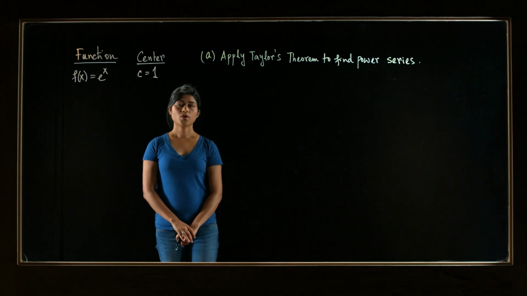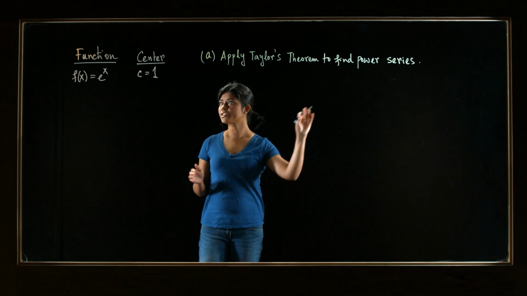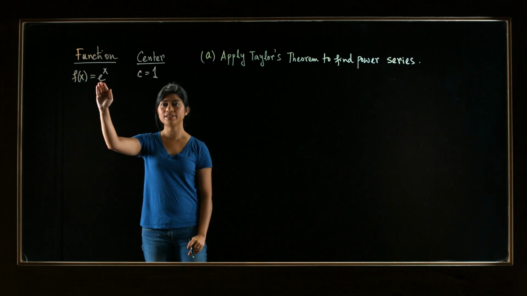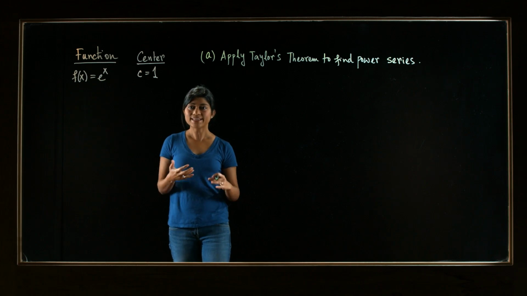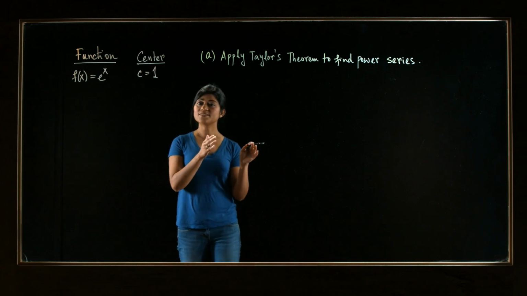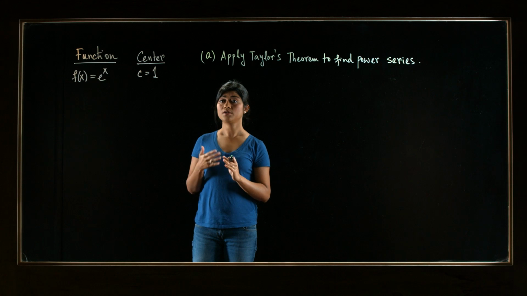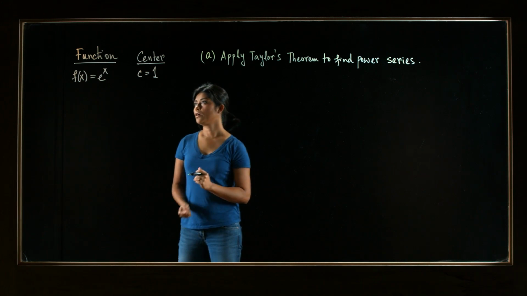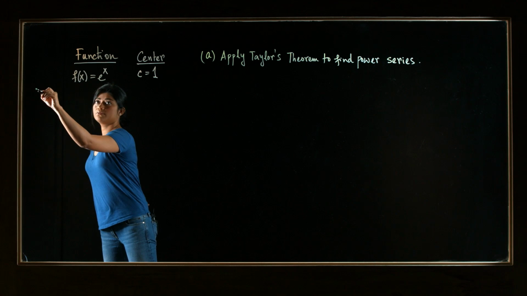In this problem, we have to apply Taylor's theorem to find the power series for the function e to the x centered at 1. And then, for the second part, we have to compute the radius of convergence. Now, for this video, let us just apply Taylor's theorem and see if we can figure out what the power series looks like. Okay, so let me remind you what Taylor's theorem tells us.